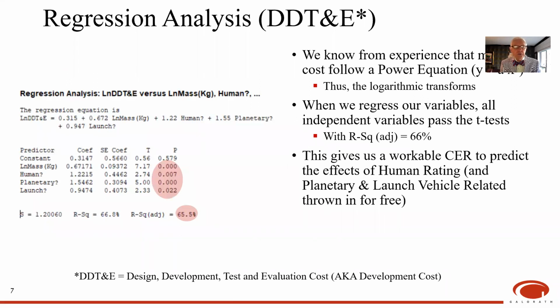So the regression analysis is shown here. This is for DDT&E, which stands for Design, Development, Test, and Evaluation Cost, aka development cost. You see the regression is logarithm of DDT&E equals a constant term, 0.315, with logarithm of mass having a coefficient of 0.672. And then you see our 3 indicator variables: human rated or not, with a coefficient of 1.22, planetary or not, with a coefficient of 1.55, and launch vehicle related with a coefficient of 0.947.